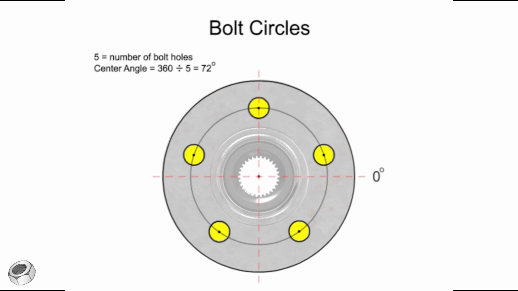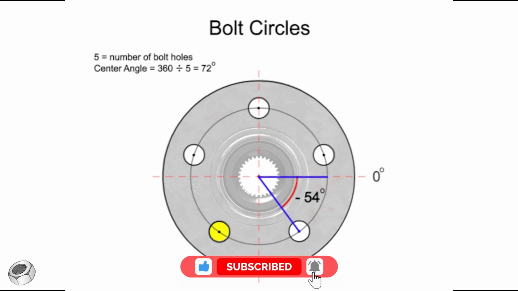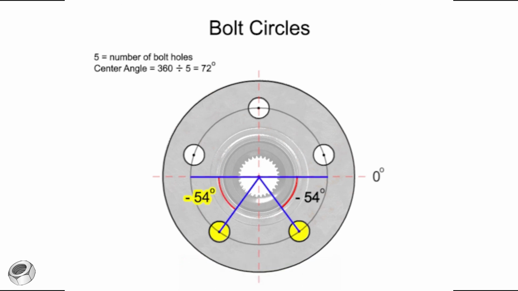Since the holes are equally spaced, we know that the second and fifth holes are at the same angle above the x-axis. So the fifth hole is also 18 degrees above the x-axis. Similarly, the fourth hole mirrors the third hole and is negative 54 degrees from the x-axis.